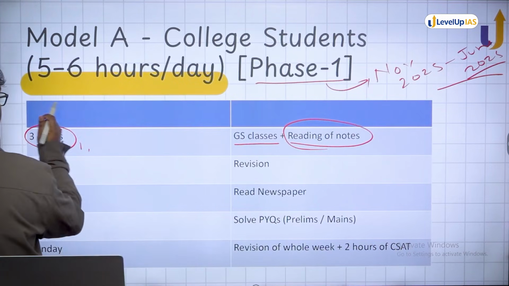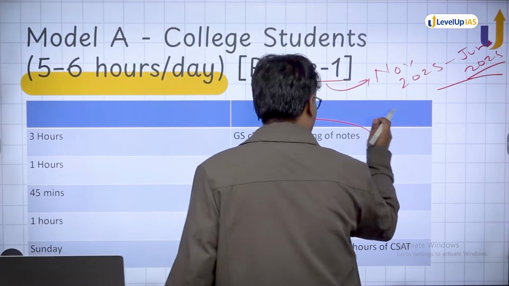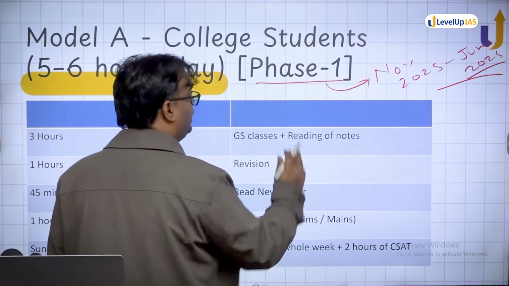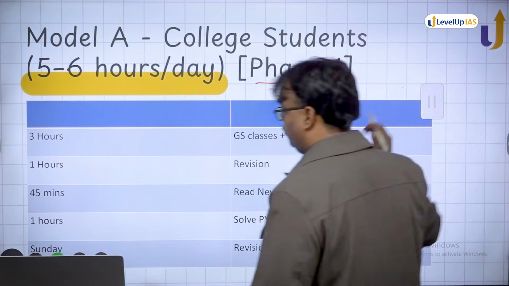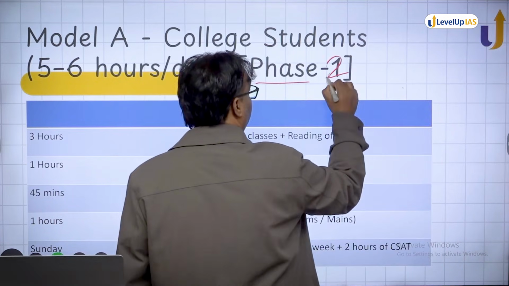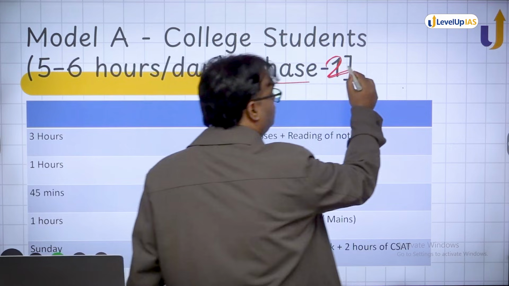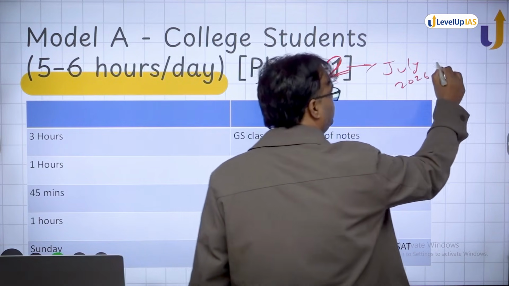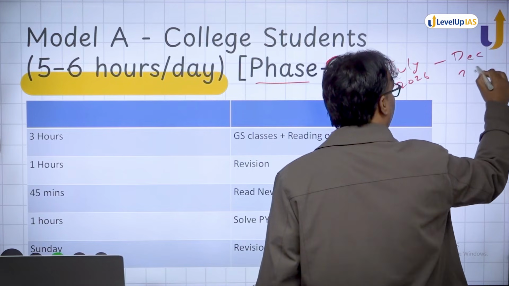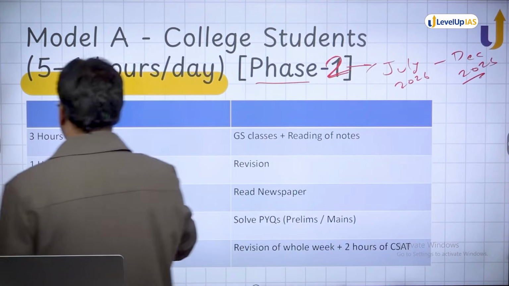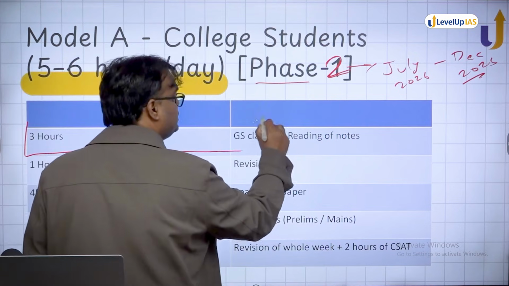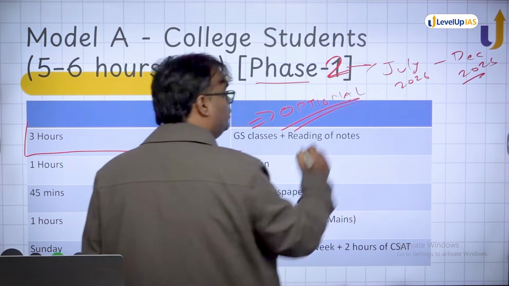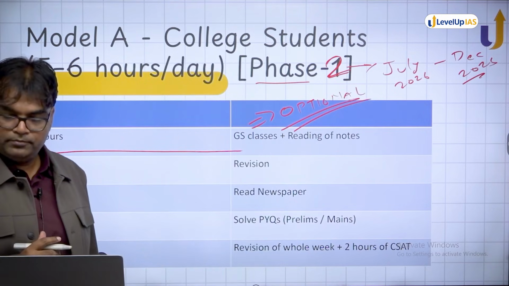So in the first phase, this is what we'll do. In second phase, ये थोड़ा सा modify होगा. If you are a working aspirant, you only have 5 hours. In the second phase, let me call it phase 2. Now phase 2 कब होगा? Phase 2 will be from June, July 2026 to December 2026. What will you do? Monday to Friday, you will follow this. But यहाँ पे GS classes की बजाय, you will have optional. Because in phase 2, what were we prioritizing? We were prioritizing optional. Right?